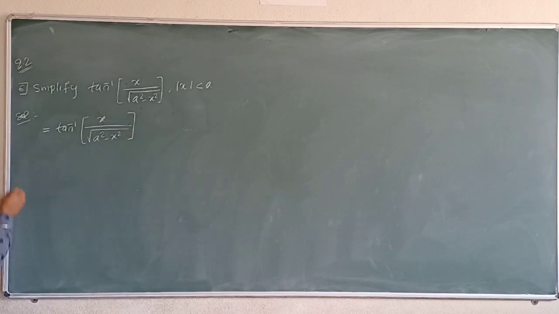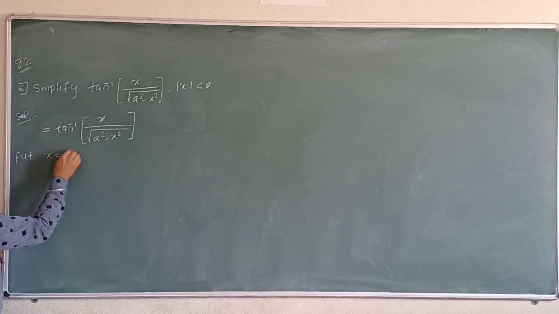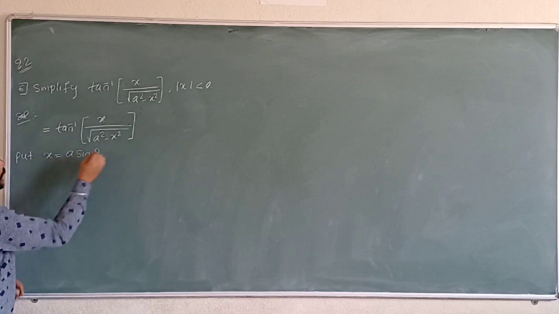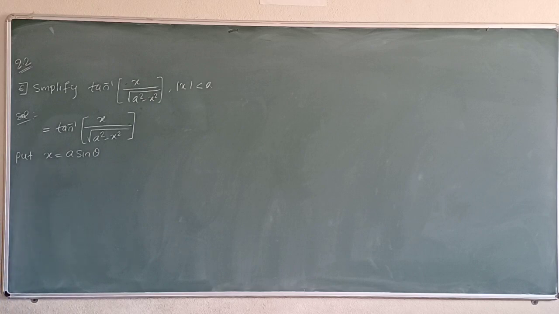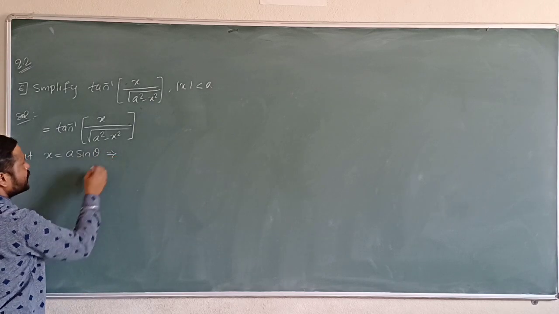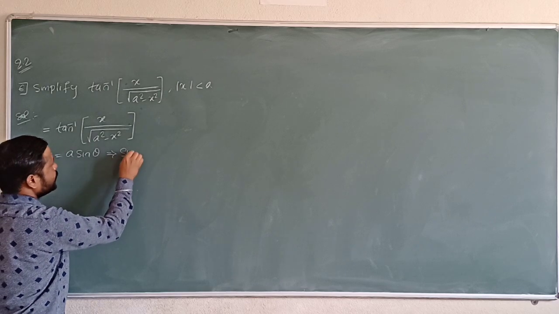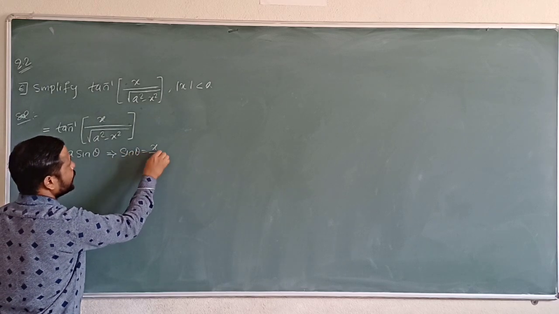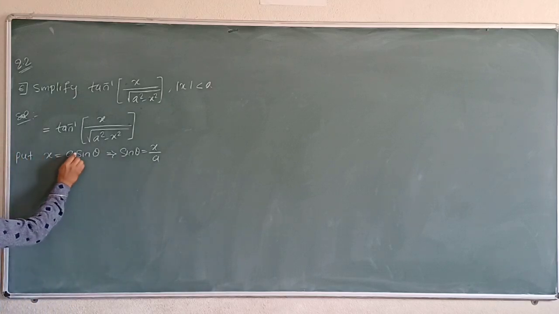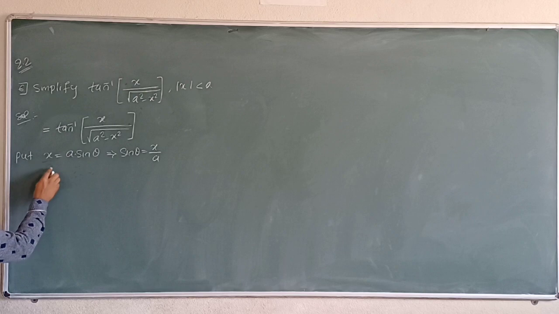Right. Put x is equal to a sin theta. Then what is theta here? sin theta is equal to what? x divided by a. A into sin theta, sin theta keep as it is, into a divided by what? Into a becomes divided by a.